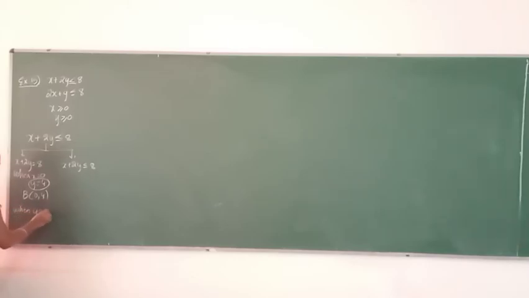When y is equal to 0, what are we getting? The x value as 8. So A coordinate will be 8, 0.